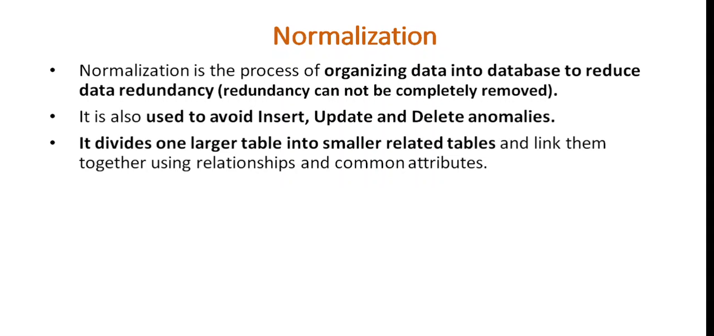That is, whenever a table consists of many attributes, or whenever the table size is very large, then there may be a problem of data redundancy, or there may be a problem of insertion, deletion and updation. So to avoid this, we divide our larger table into smaller related tables by using the normalization process, and then we link all those divided tables together by using relationships and by using a common attribute.